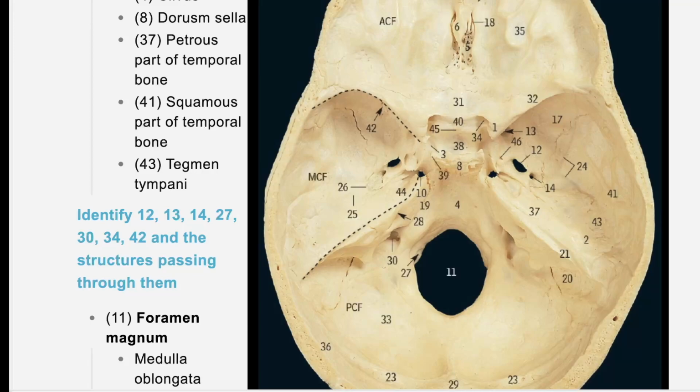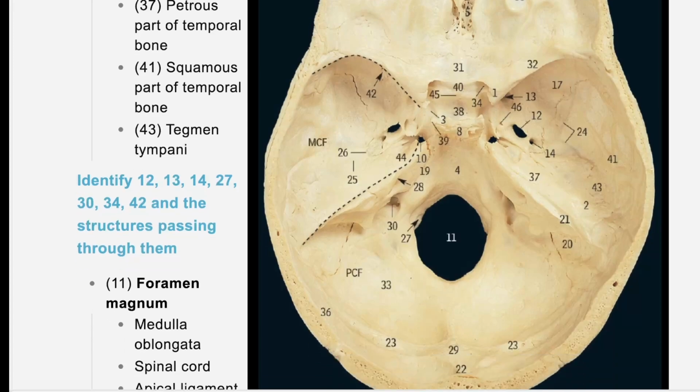And you have 12, this is the left foramen ovale. 14, this is the left foramen spinosum. 13, this is the left foramen rotundum. And 34, this is the left optic canal. And 42, this is the right superior orbital fissure. Maybe 43, this is the left tegmen tympani. And 41, this is the squamous part of the temporal bone as well. 21, this is the superior part of the petrous part of temporal bone.